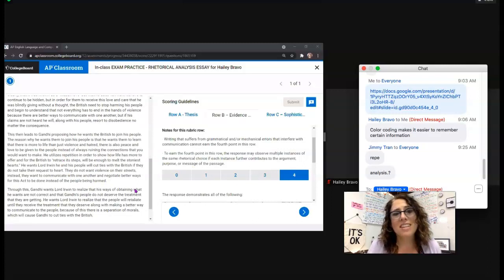Again, her strength is her flow, right? So she's going to get a point for sophistication, that hard point to get, that final point, because she puts everything together with transition words. This then leads to Gandhi proposing how he wants the British to join his people. We get she understands, okay, and she's guiding us through the poem.